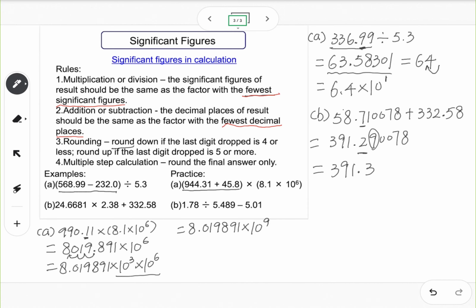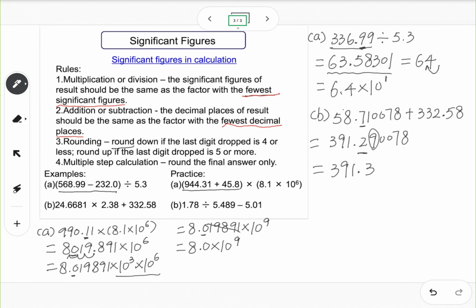Now remember, we are supposed to have 2 significant figures. Now it's obvious how you want to drop the tail, how you want to drop these digits, because the next digit here is 1. It's less than 5. So after you drop the tail, it will give you 8.0 times 10 to the 9. That's the final answer.